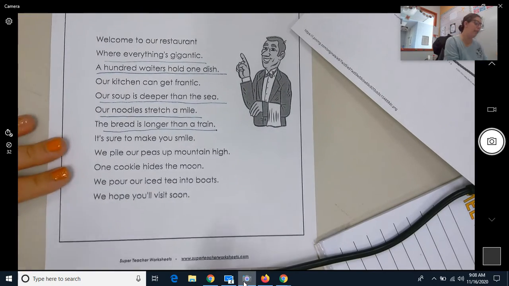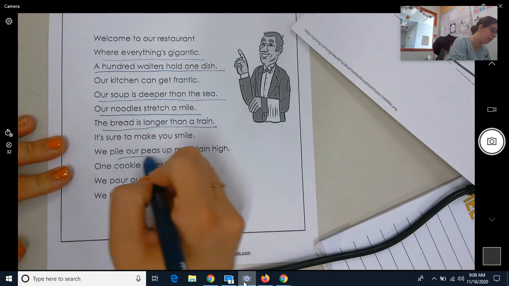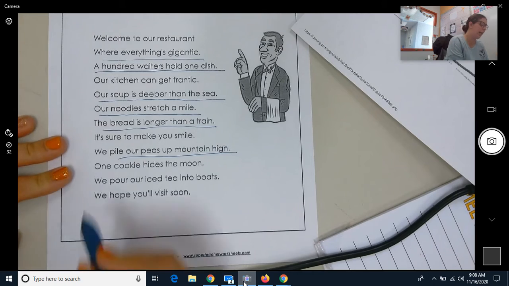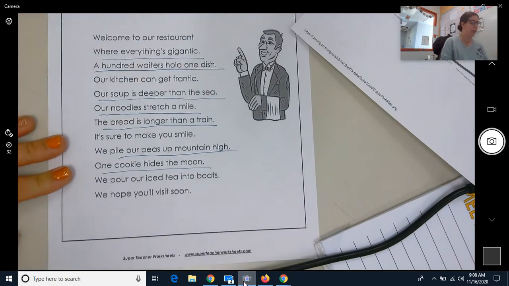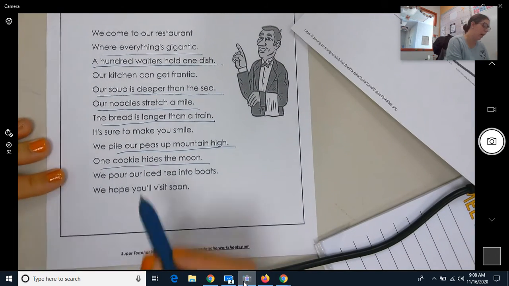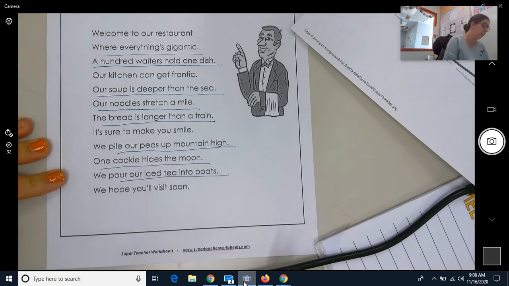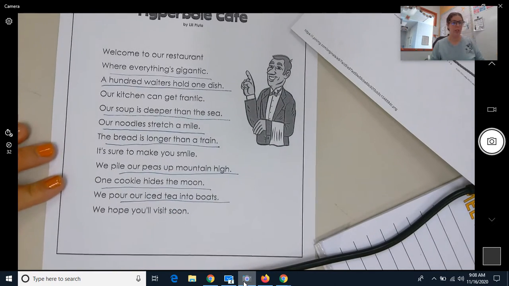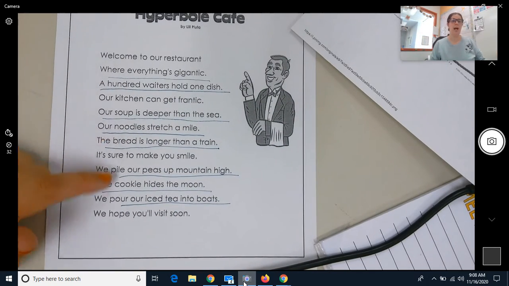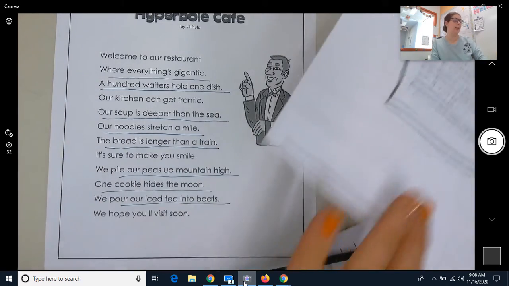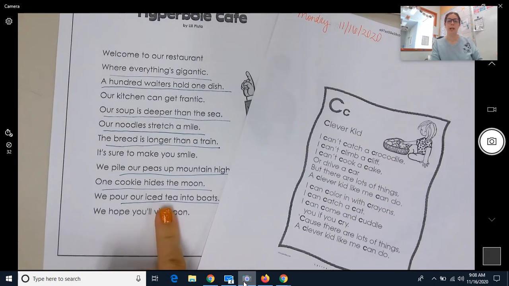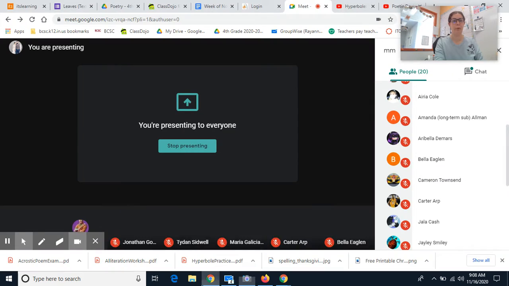We pile our peas up mountain high. One cookie hides the moon. That means a ginormous cookie. We poured our iced tea into boats. We hope you'll visit soon. So if we notice, there are a lot of exaggerations here as well. So these two things that you're working on today, alliterations and hyperbole, should be pretty simple for you.